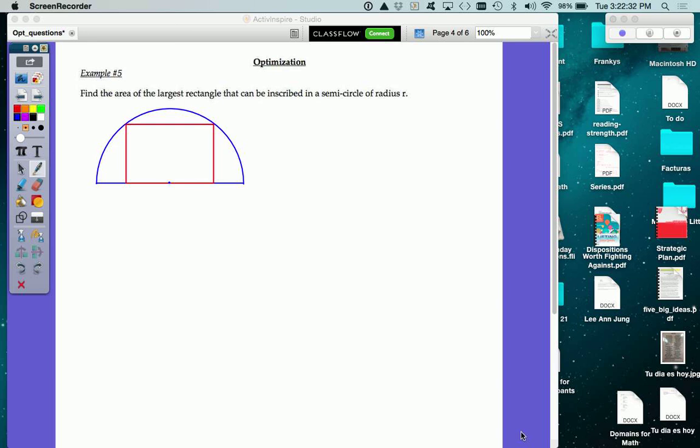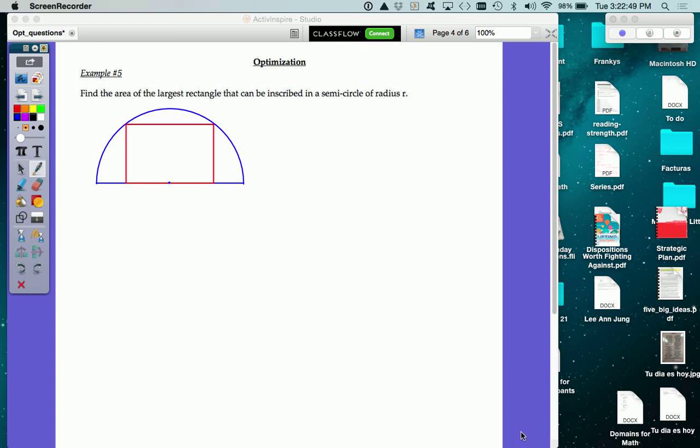Okay, so this is problem 5 from our series of 7 optimization problems. And in this question, we're asked to find the area of the largest rectangle that can be inscribed in a semicircle of radius r. So I've taken the liberty of already drawing a semicircle in blue, and I've inscribed a rectangle in red inside of it.